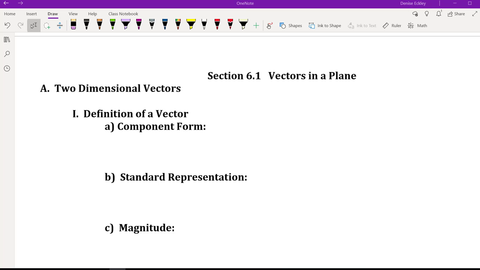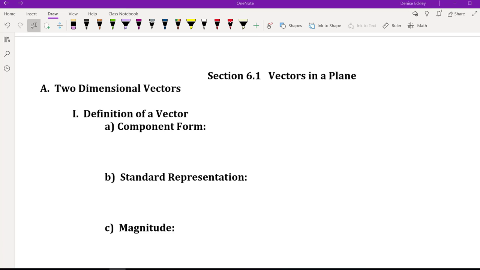This is part 1 of section 6.1, Vectors in a Plane. In this chapter, we're going to start connecting some of the things that we've done in trigonometry with some things that are done in coordinate algebra. And in this way, we're also going to connect how trigonometry is related to parametric equations. So in order to do that, we need to have a working idea of vectors.